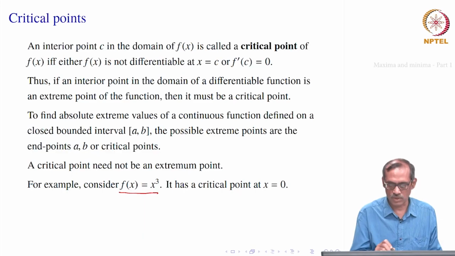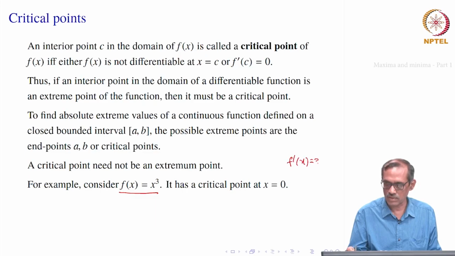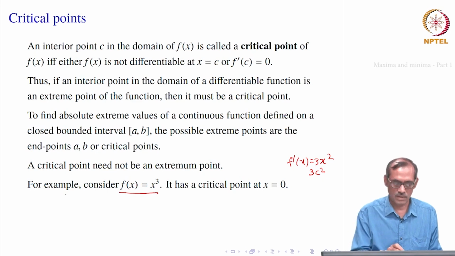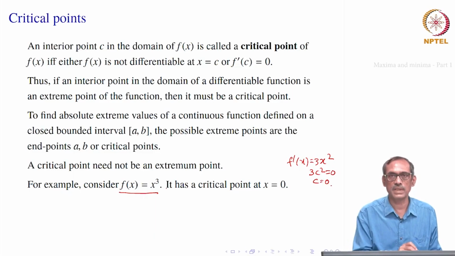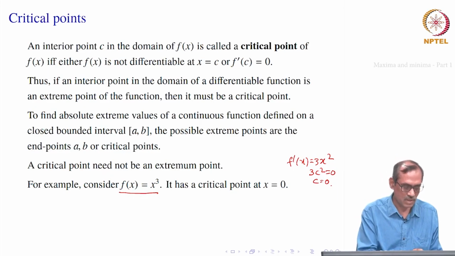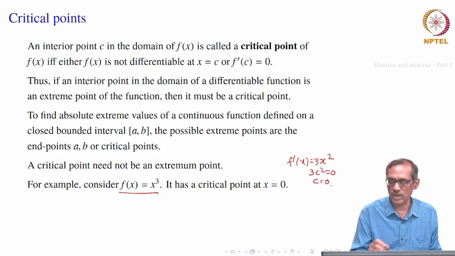Say f of x equal to x cubed. Now, once you differentiate this, it is defined all over R. So, every point is an interior point. Now, we differentiate at any point c. So, we get f prime x equal to 3 x square. At c its value is 3 c square. Now, it has a critical point at x equal to 0, because this equal to 0 would give that c equal to 0. So, c equal to 0 is a critical point of this, but c equal to 0 is neither a maximum nor a minimum, right.